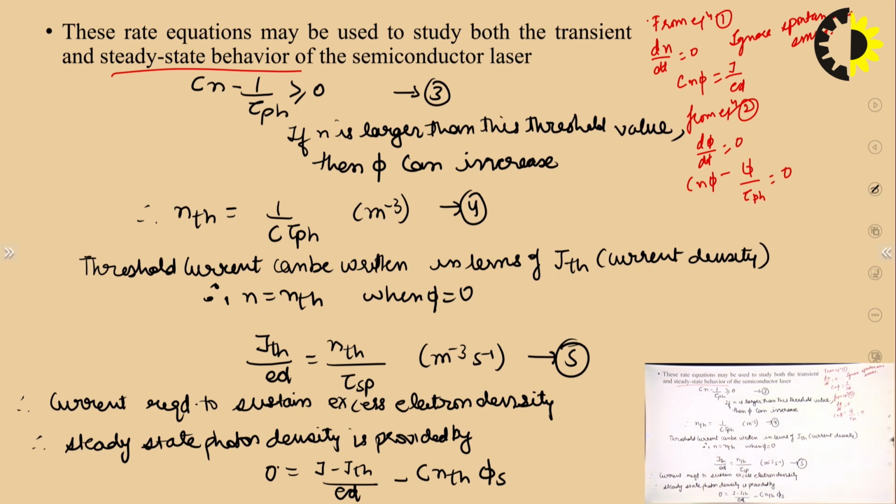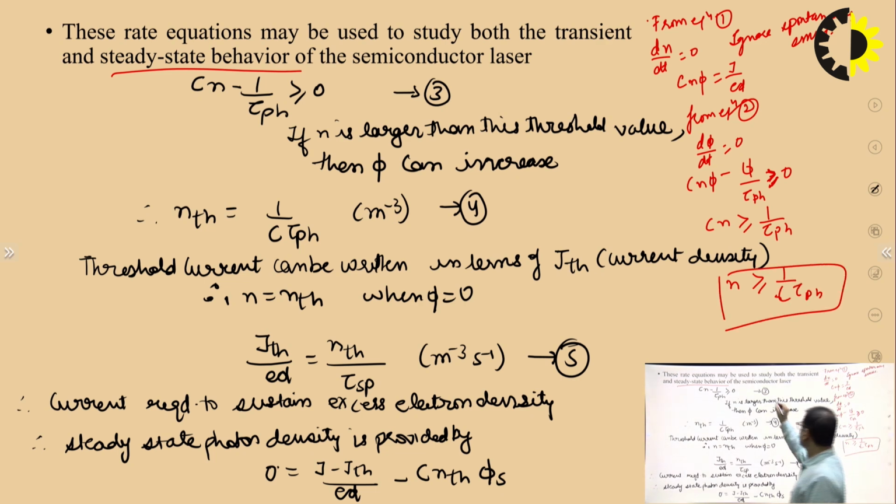Clear? And for the laser oscillation for the steady state, this condition should be greater than or equal to 0, which means that this is equal to this. Ignore the spontaneous emission. For the steady state emission, in the stimulated emission, this should be equal to 0. You will see that Cn should be, phi gets cancelled out, that is equal to 1 upon tau pH, and this n equal to 1 upon C into tau pH.